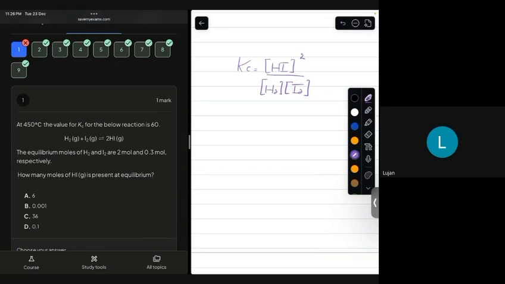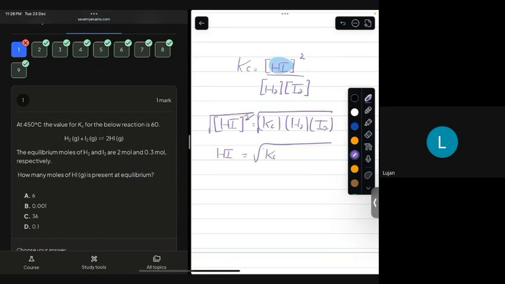Then what would be the next thing? We need to find out how many moles of HI are present at equilibrium. So we would just rearrange this equation, which would be HI squared is equal to Kc multiplied by the concentration of hydrogen multiplied by the concentration of iodine. But we just need to find HI, so I need to take the square root on both sides. So it would be the square root of Kc times H2 times I2.